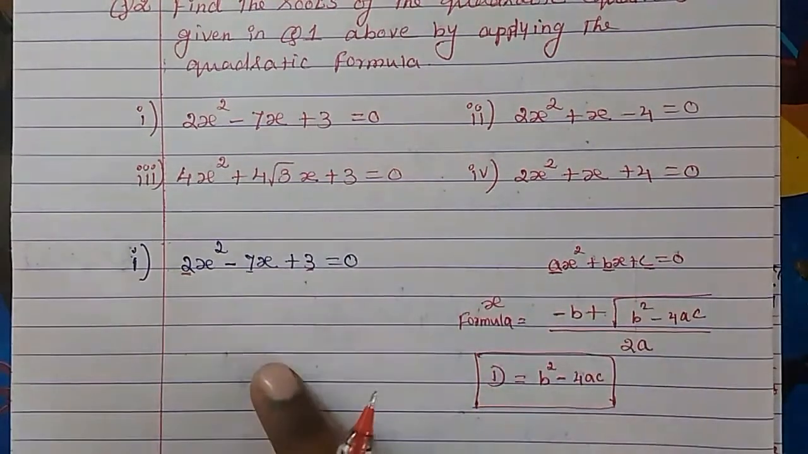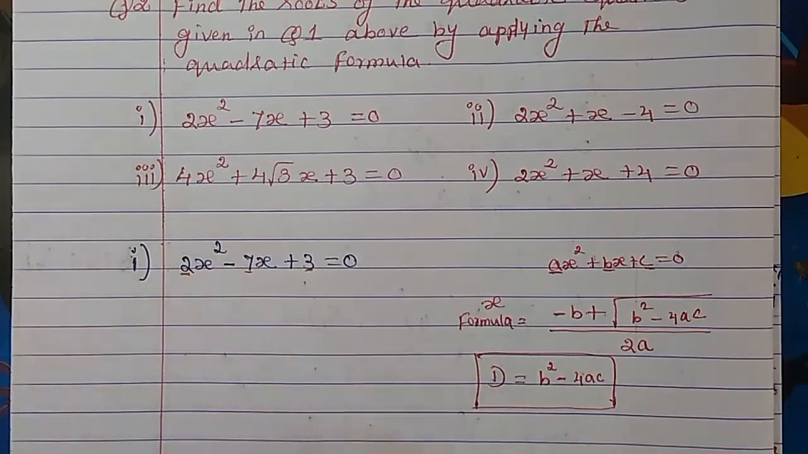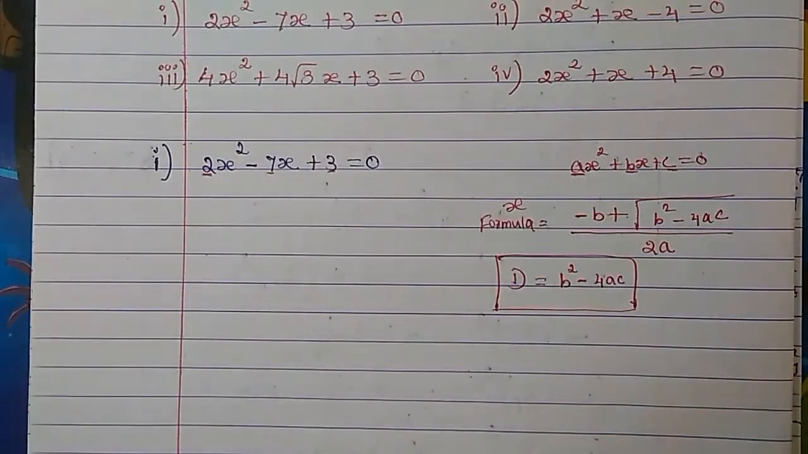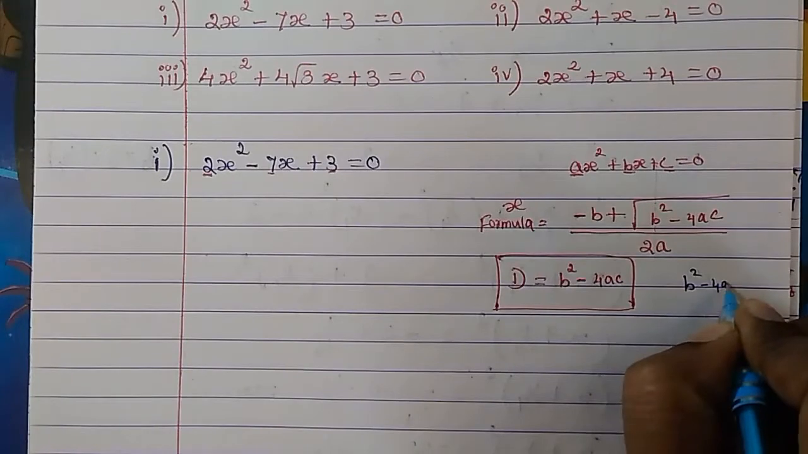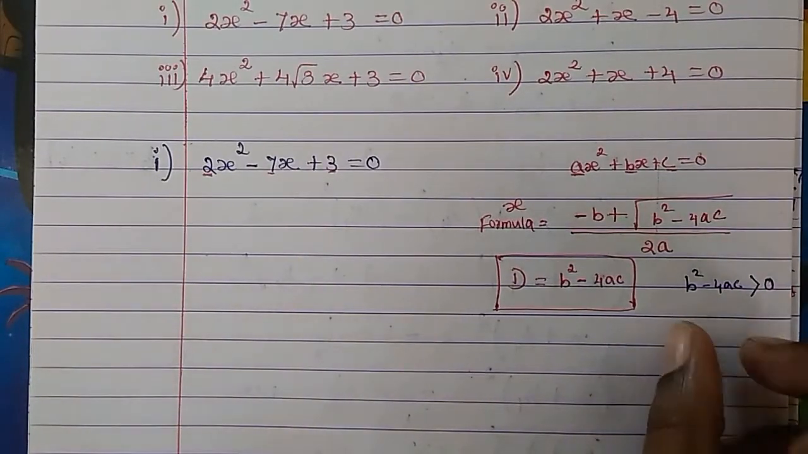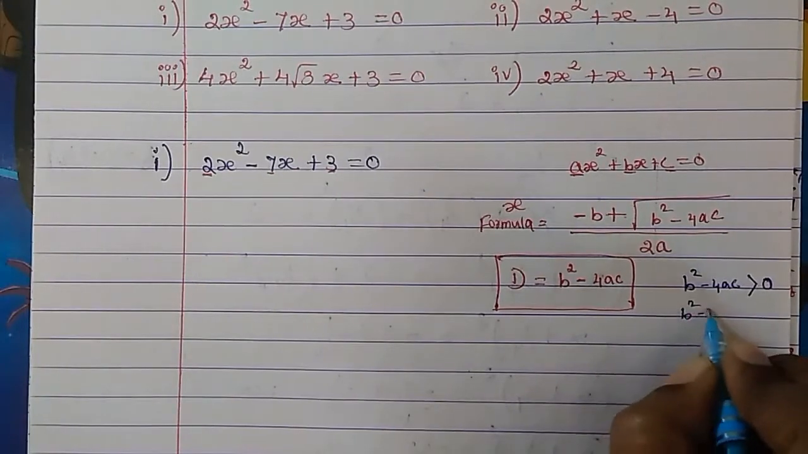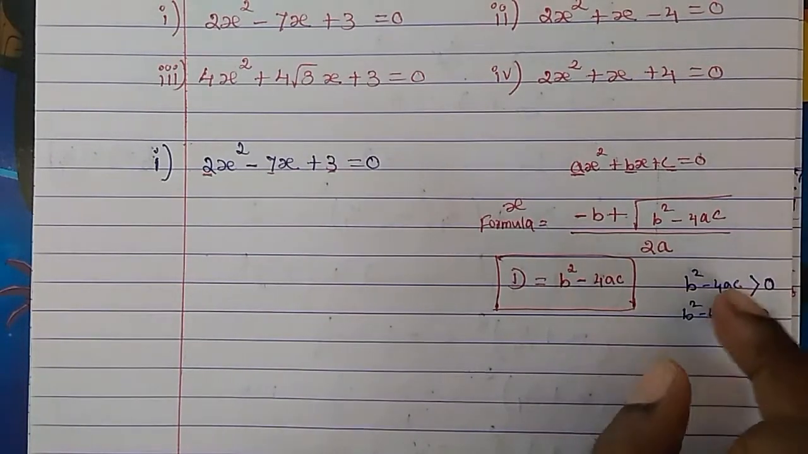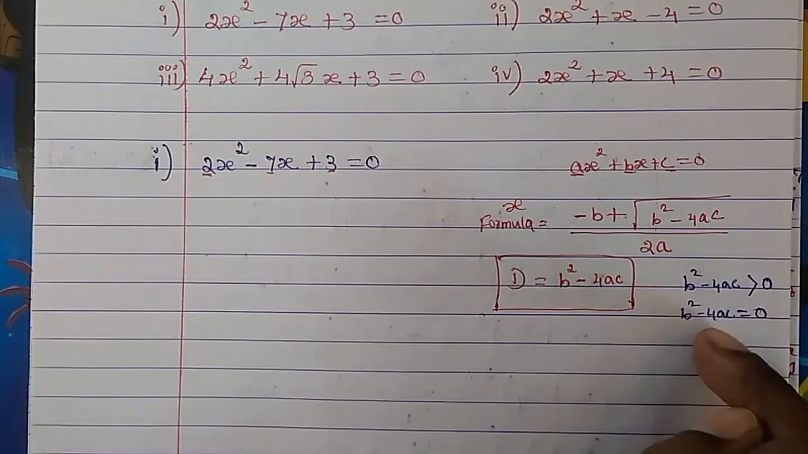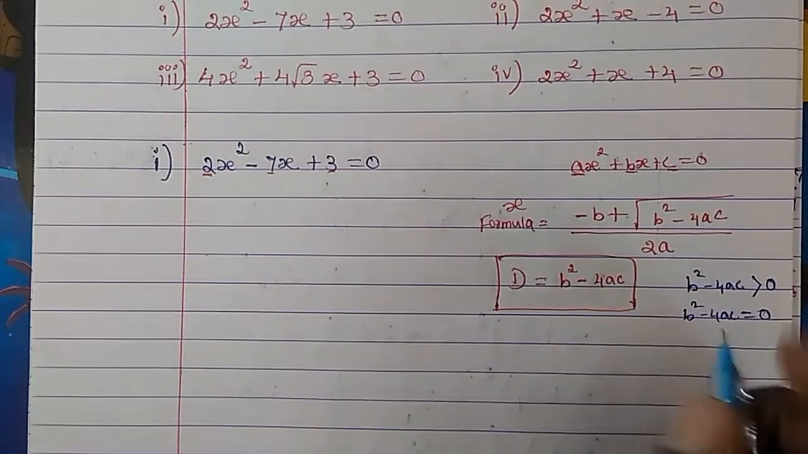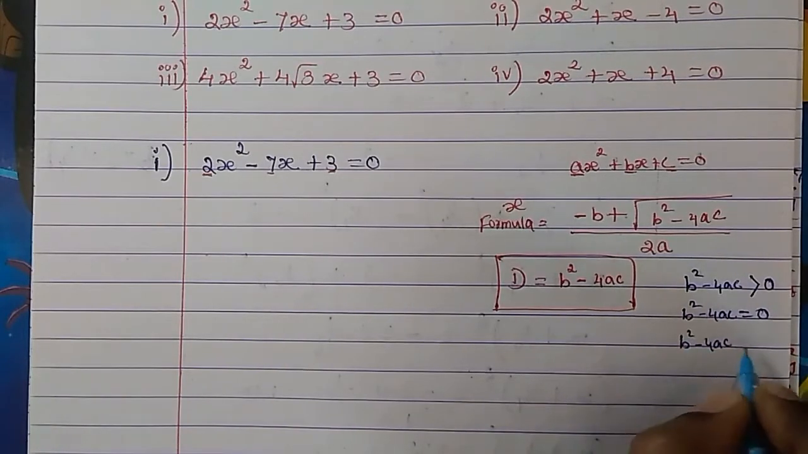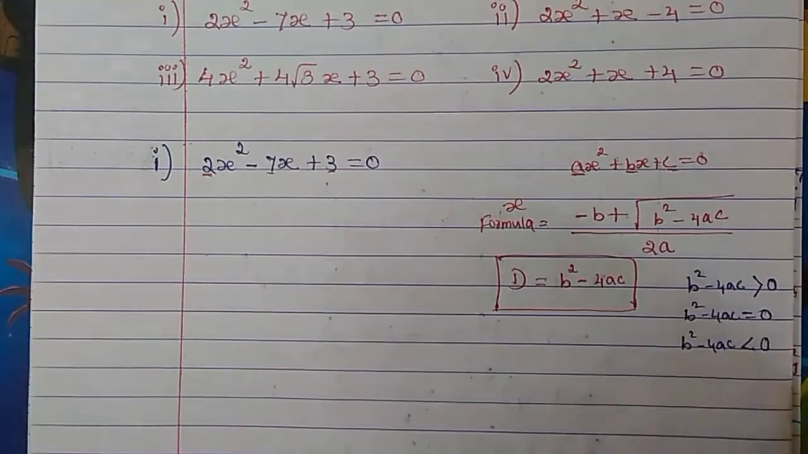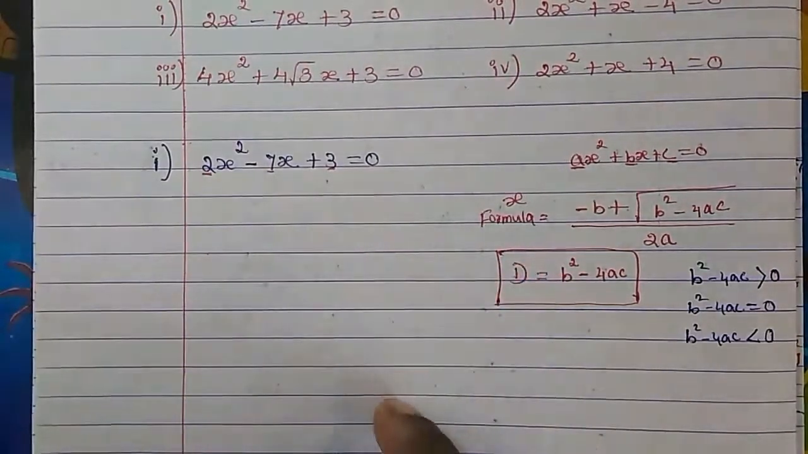So we just apply this formula here, solve the equation and get the answer. Now there are three types it can be. If this part is more than 0, then you will get 2 different roots. If this part is equal to 0, then you will get the same root twice, the same answer two times. If this part is less than 0, then that is called no real roots. These are the 3 conditions. While solving, this will be clear to you.